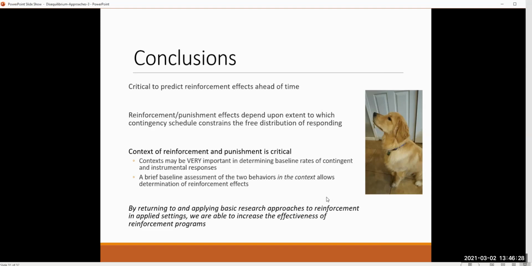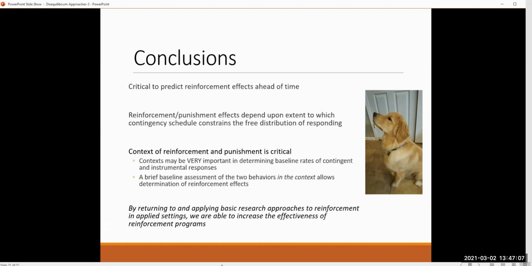But in conclusion, it's critical to predict reinforcer effects ahead of time. It's kind of silly to know it's a reinforcer after I used it. So we need to have that accuracy. Reinforcement and punishment effects depend upon the extent to which the contingency schedule constrains the free disruption of responding. We know that. How much of a disruption did my contingency impose? We know the context of reinforcement and punishment is critical. Things like human preferring versus dogs that don't prefer humans had very different data, so the context of the type of dog made a difference. And hopefully brief baselines allow me to assess that.